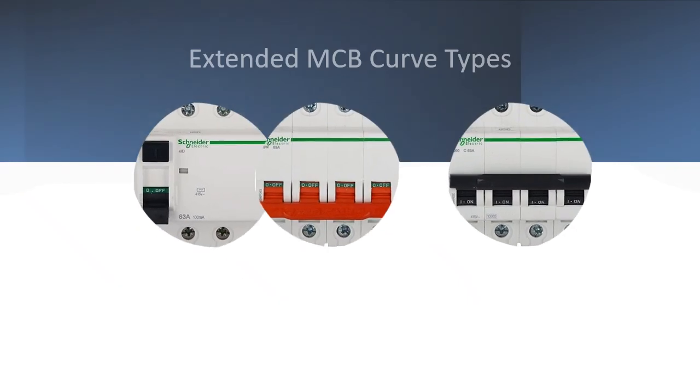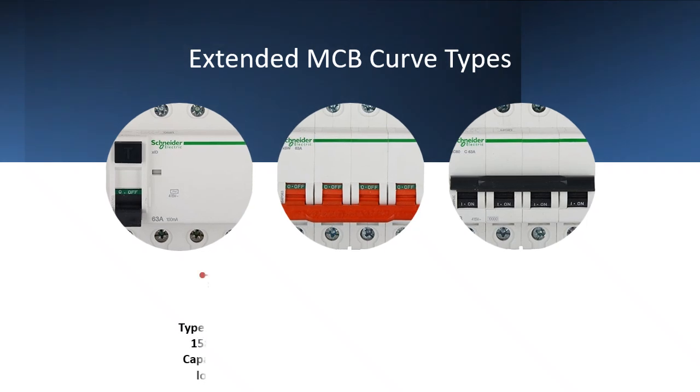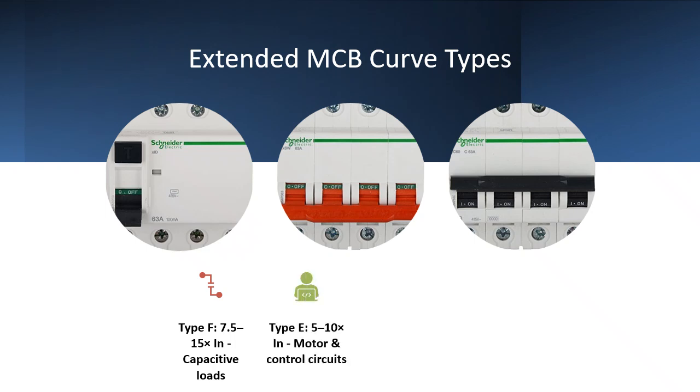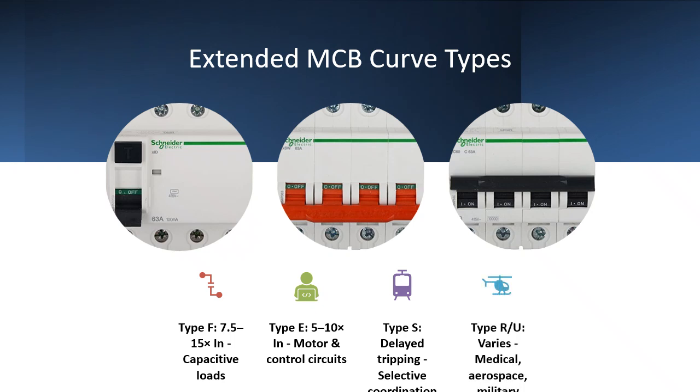Extended curves, rare. These extended curve types are less common but important in specific industries. Type F is used for capacitive loads. Type E is for motor and control circuits. Type S is designed for delayed tripping to ensure selective coordination in multi-tier breaker systems. R and U types are used in high-sensitivity environments like medical and aerospace applications.